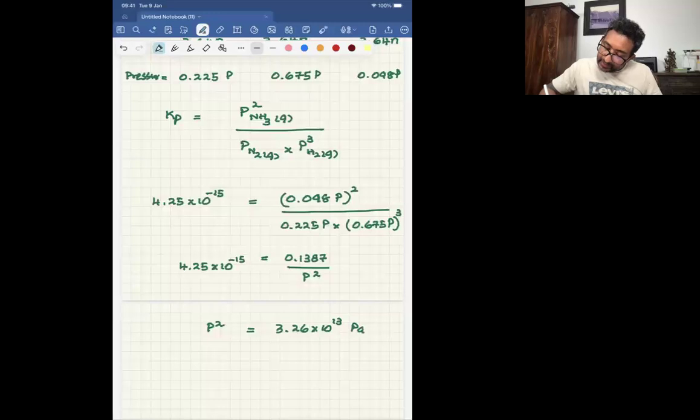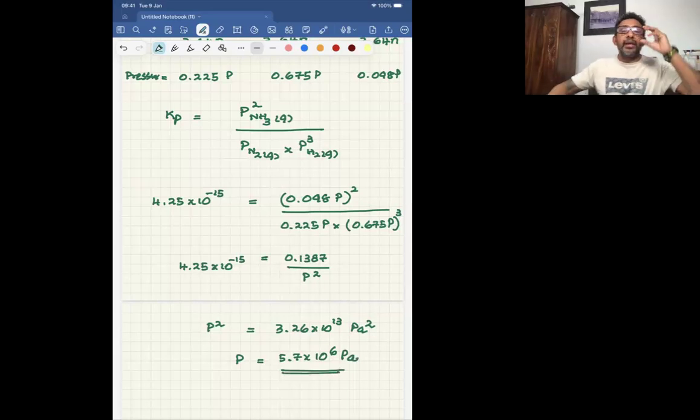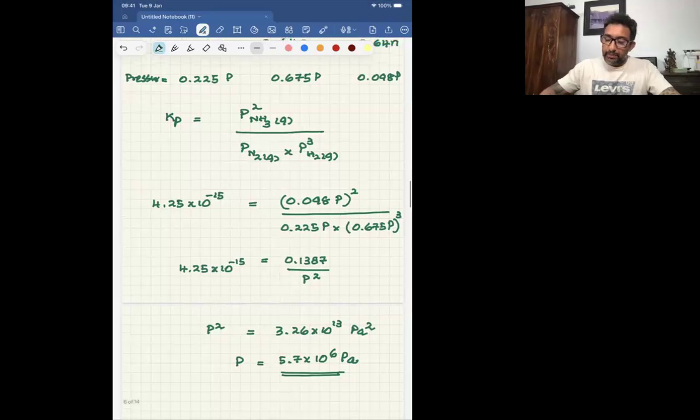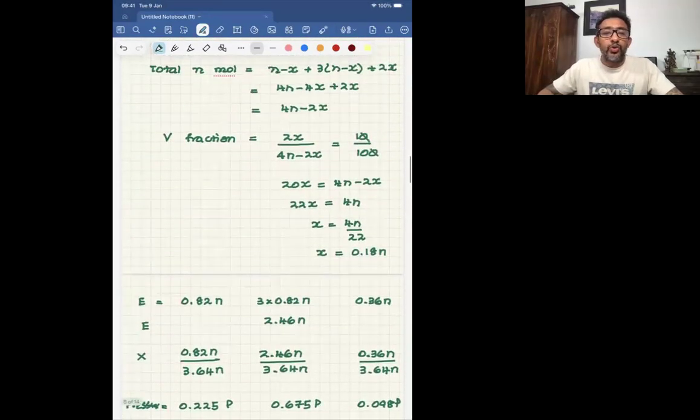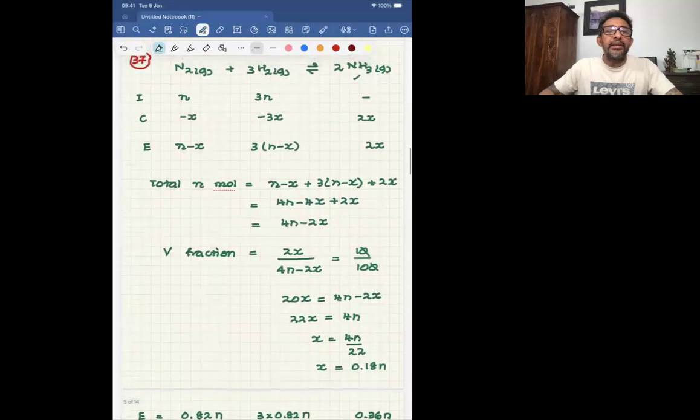Pascal squared. For what is the pressure? Pressure is the square root of this. You got 5.7 times 10 to the power 6 pascals. What is the answer? Answer 5.83. Did you all understand that part? It is a product complex, I will tell you an easy way to do it, but did you understand the method?